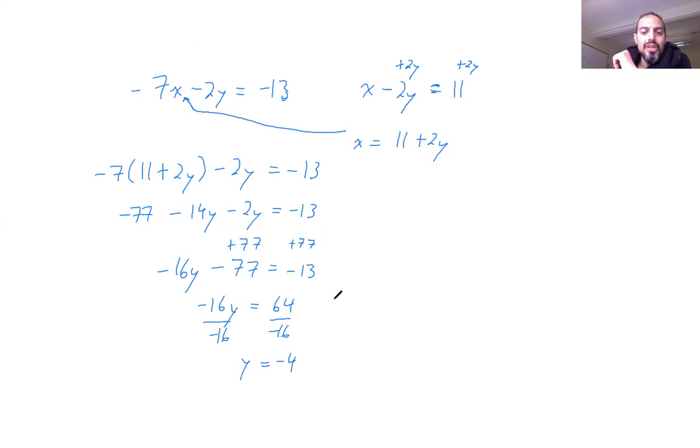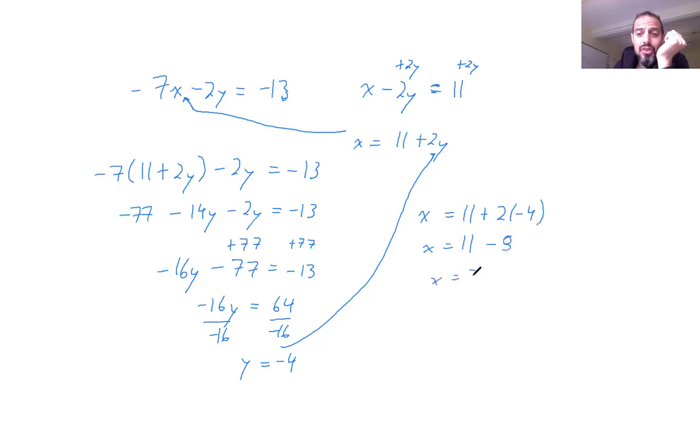Now that I know y is equal to negative 4, I'm going to substitute that into this equation, and I'll be able to figure out what x is. x equals 11 plus 2 times y. That's going to be x equals 11 minus 8, and that is 3, giving us a final answer of (3, negative 4). So just a quick recap: isolating a variable in one of the equations, substituting it into the other, simplifying or isolating y, and then substituting it back into that equation to figure out what x is.